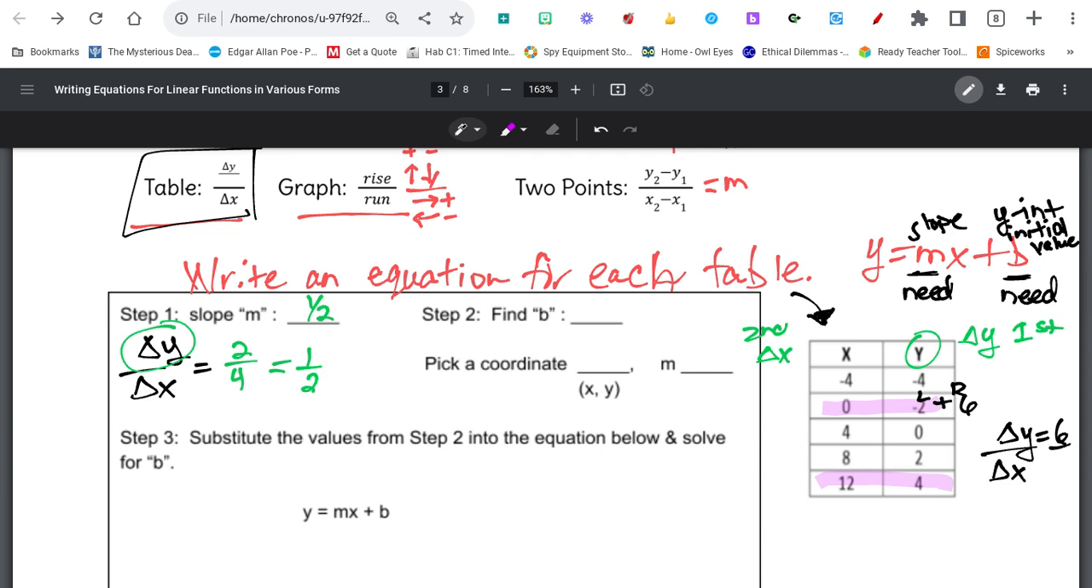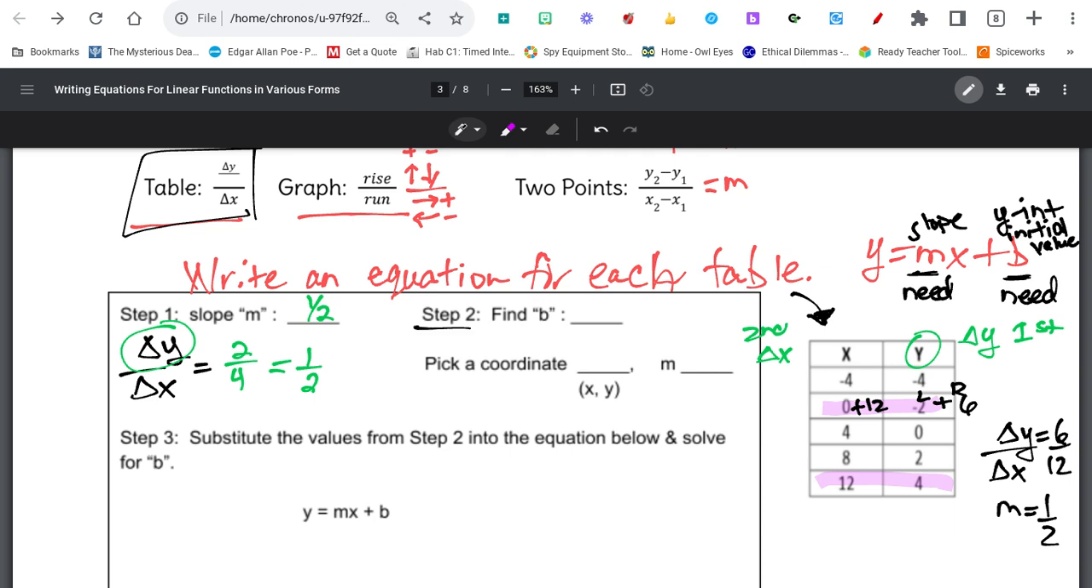And then all you need to do is calculate the change in x. So what do you do to 0 to get to 12? Well, you add 12. 0 plus 12 gives me 12. But 6 is half of 12, so my slope is still 1/2. Make sure you simplify your slopes. So again, it doesn't matter what 2 points you pick. Just pick 2.